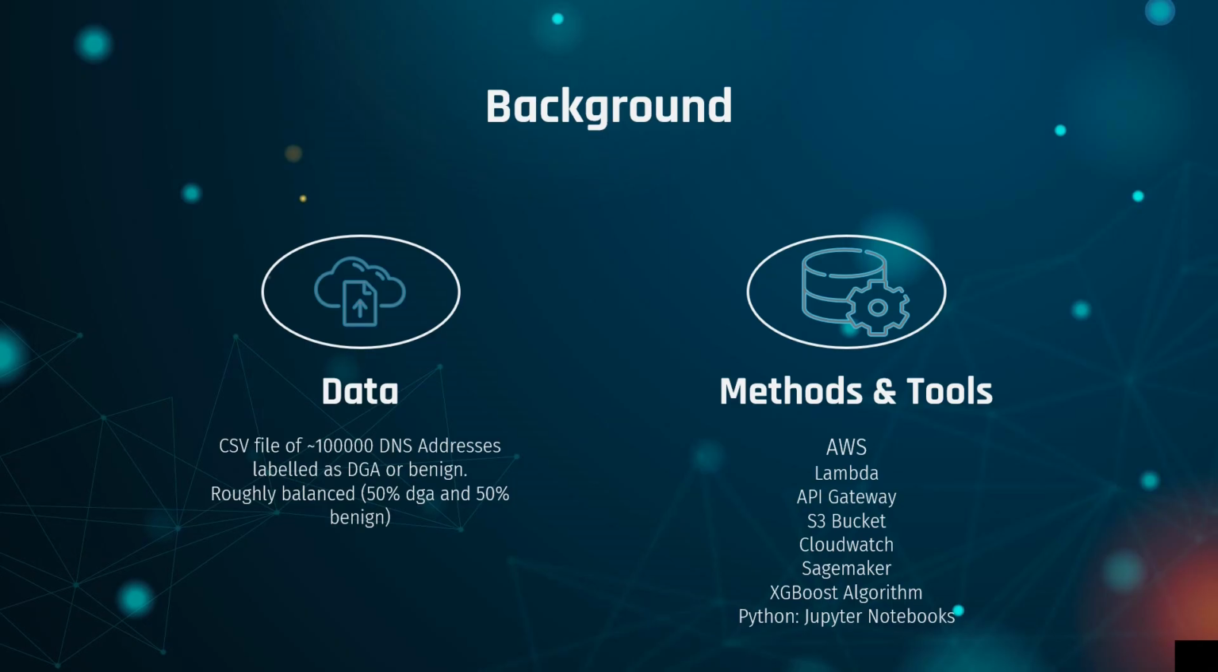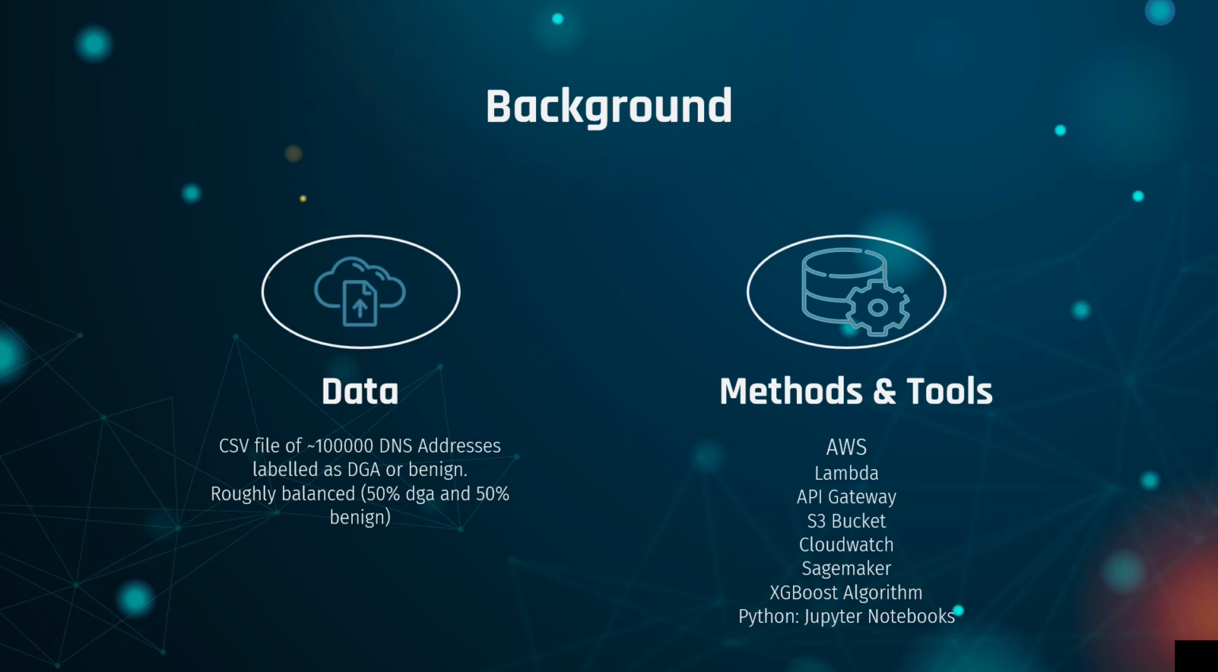Our dataset consisted of a CSV file of approximately a million DNS addresses that were labeled as either DGA or benign. For example, the URL google.com was labeled as benign. The dataset was also roughly balanced and consisted of 50% DGA and 50% benign domain names.